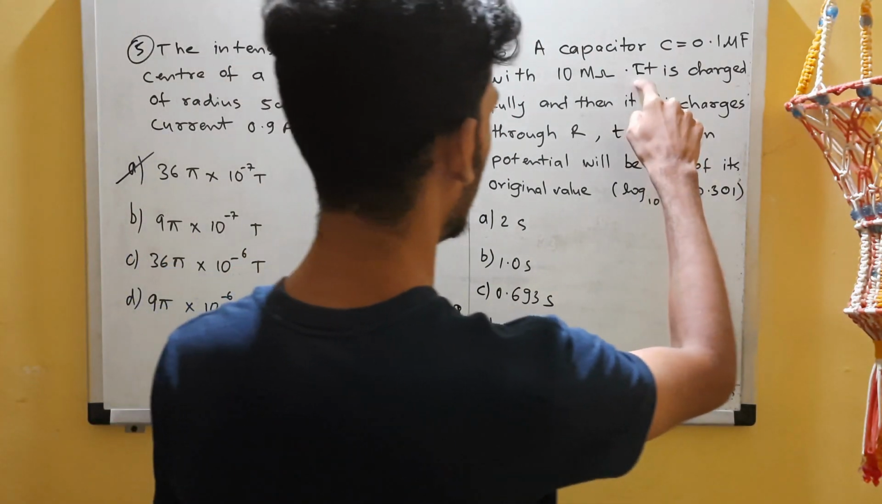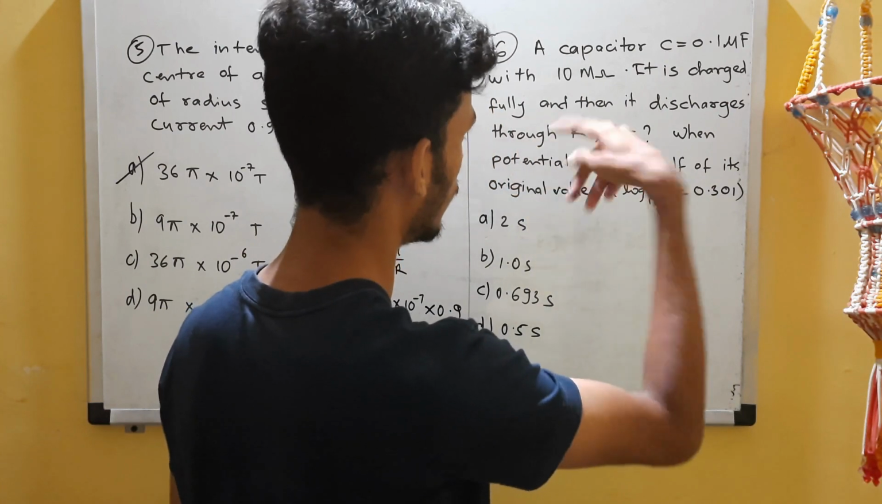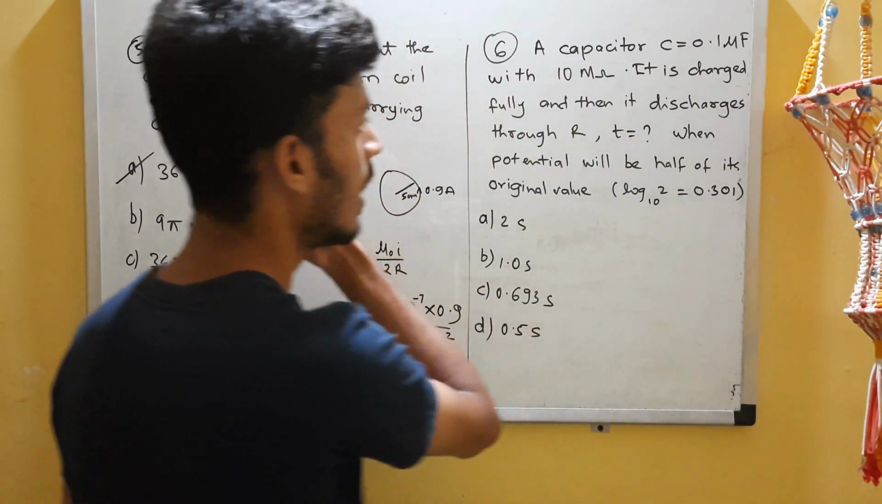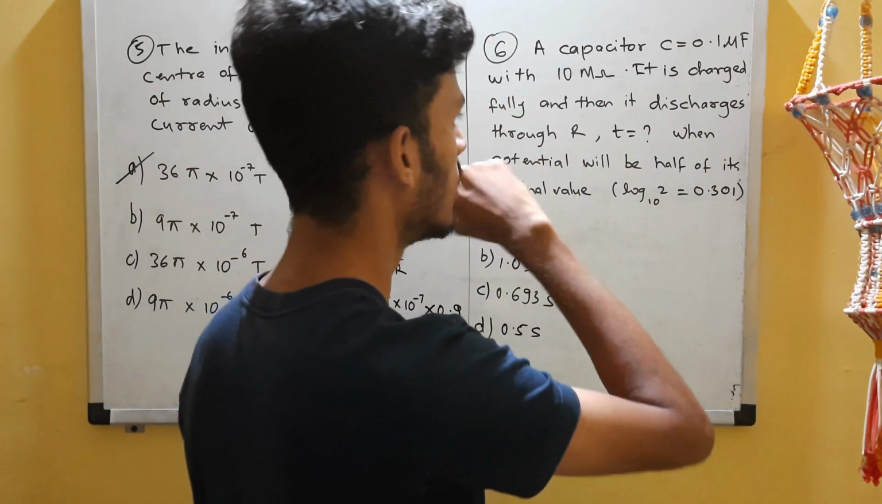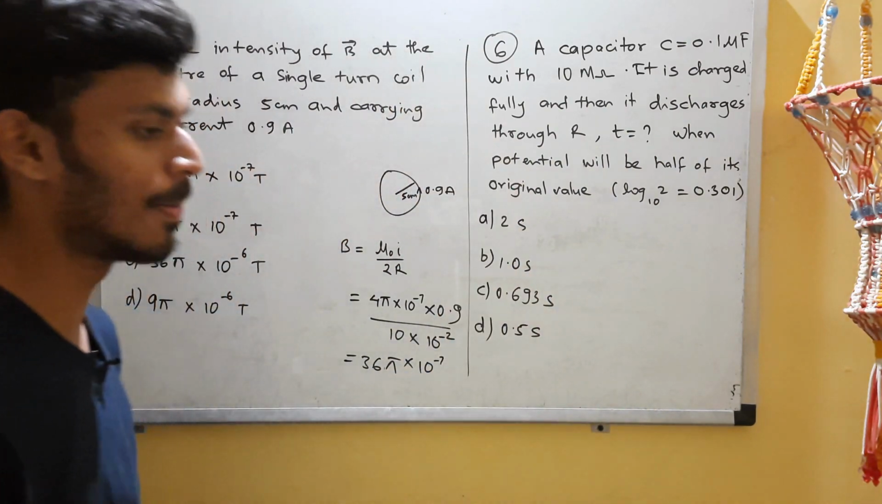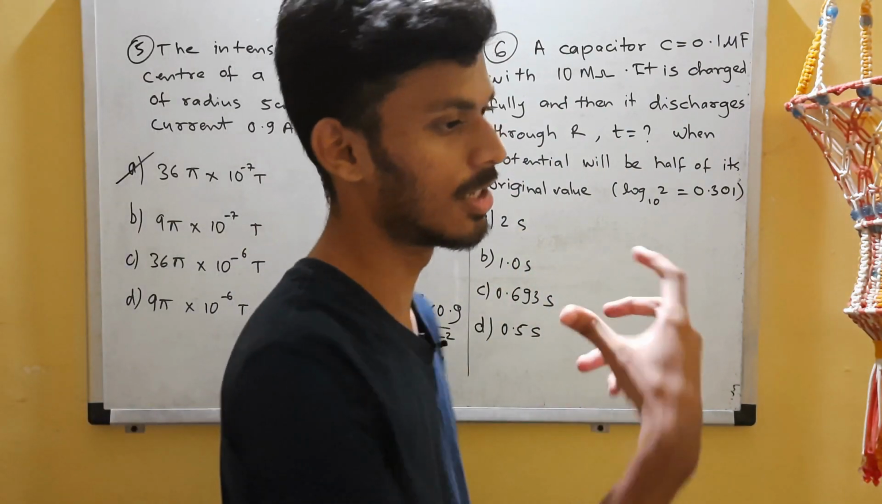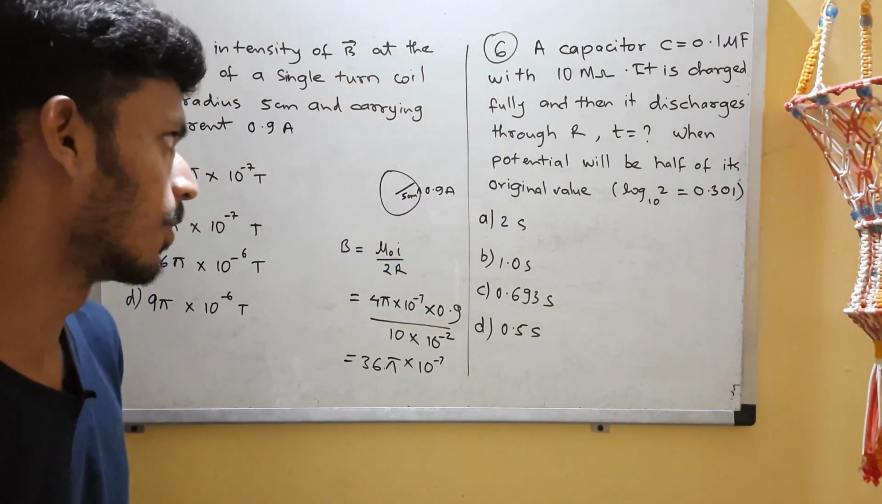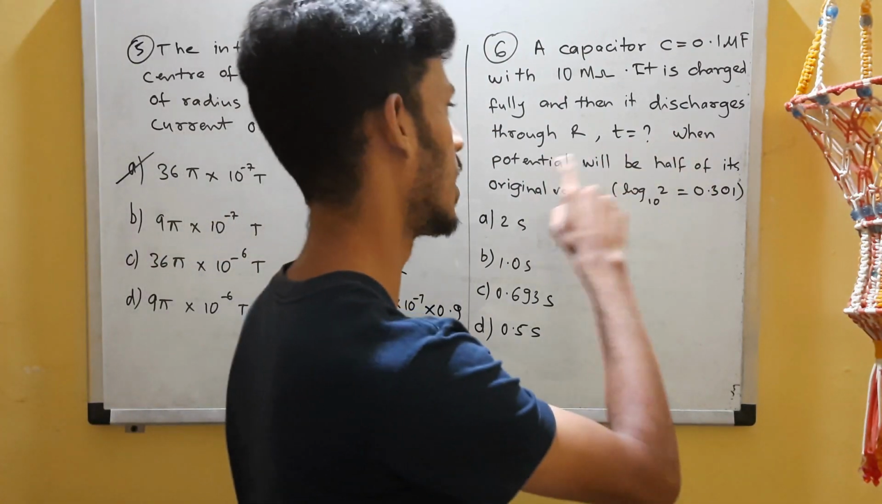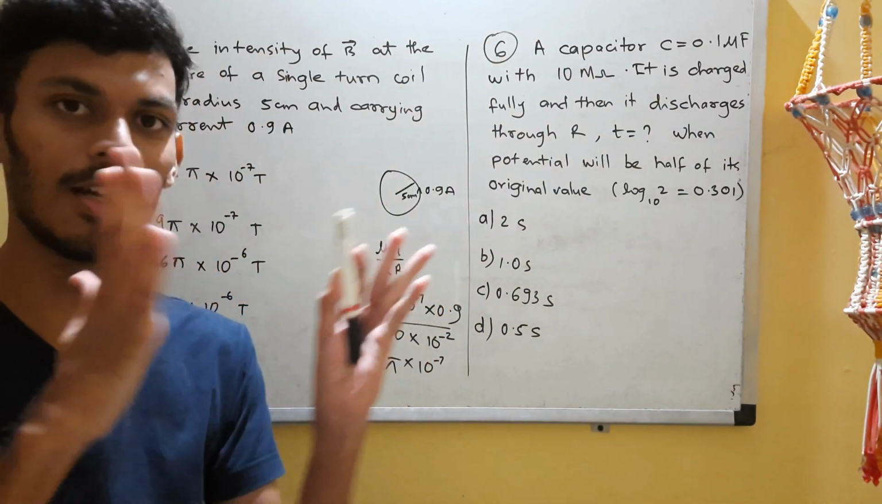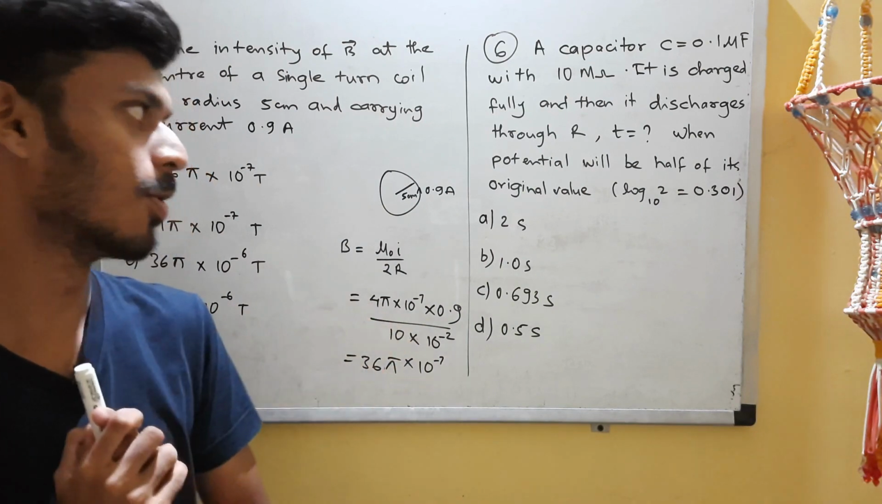Then it is charged fully. First it is charged through a battery, and then we remove the battery, and now the capacitor is discharging through the resistor. You are supposed to find the time when the potential across the capacitor will fall to half of its original value.